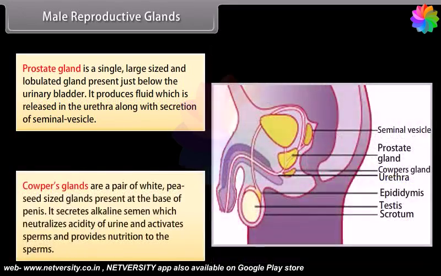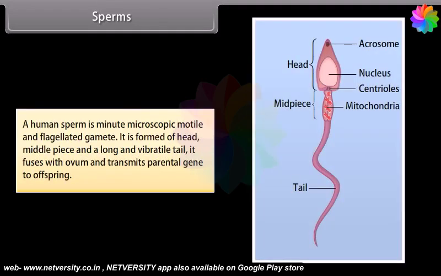Cowper's glands are a pair of white, pea-seed-sized glands present at the base of penis. They secrete alkaline semen, which neutralizes acidity of urine, activates sperms and provides nutrition to the sperms. Sperms. A human sperm is a minute, microscopic, motile and flagellated gamete. It is formed of head, middle piece, and a long and vibratile tail. It fuses with ovum and transmits parental genes to offspring.